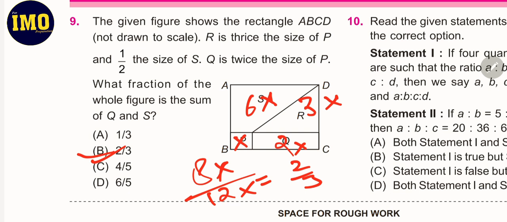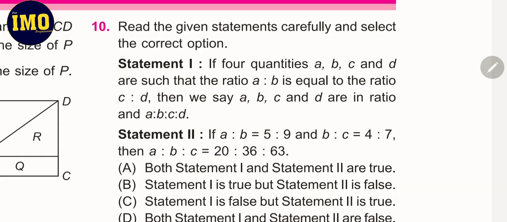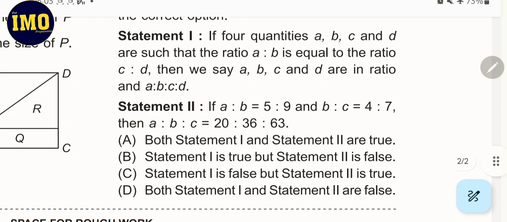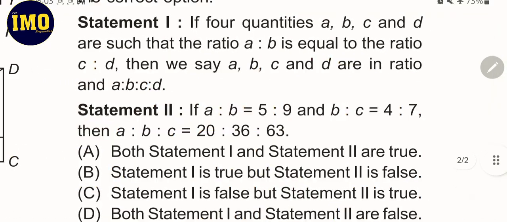Now move to the last question today. Here the statement given is: if four quantities A, B, C, D are proportional in such a way that the ratio A to B is equal to the ratio C to D, then A, B, C and D are in the ratio A to B to C to D. Suppose A to B is 5 to 9 and B to C is 4 to 7. We need to find whether this is correct or wrong.